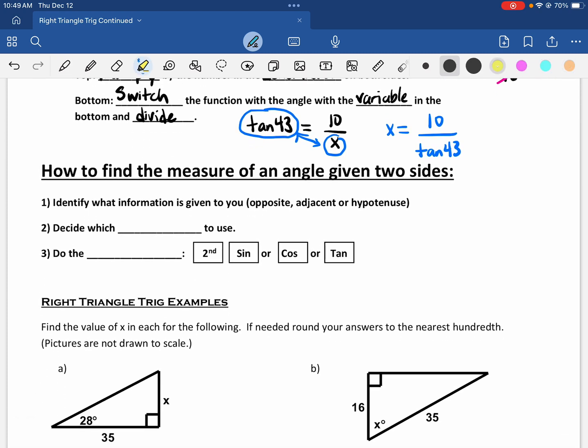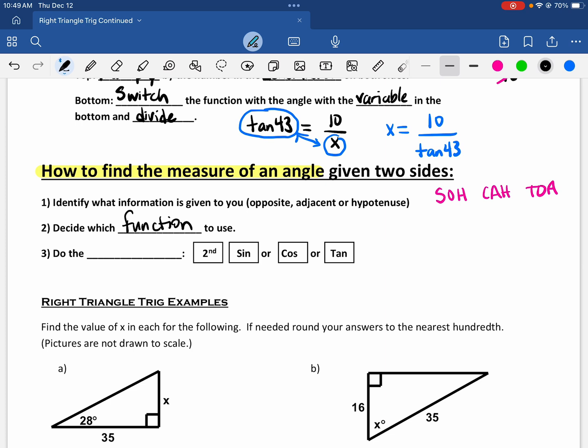Okay, that takes us to then talking about what do we do if we're trying to find the measure of the angle. All right, so that was both cases on how we try to find the measure of the side. Here we want to also look at how can we find the measure of the angle. So first thing we want to do is identify what we have. So again, using that SOHCAHTOA, identify what sides we have based on our angle. That's going to tell us which function we're going to use.